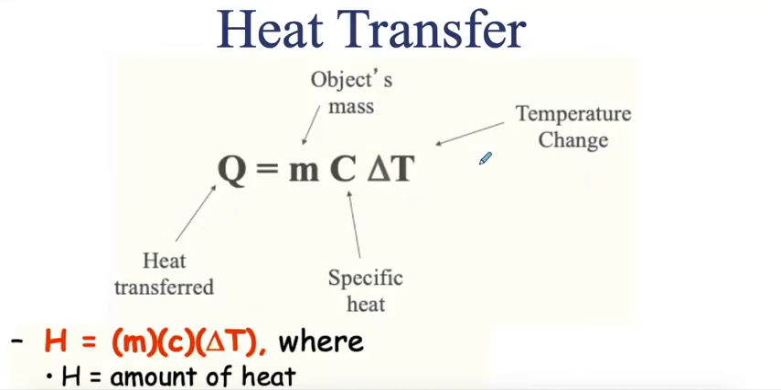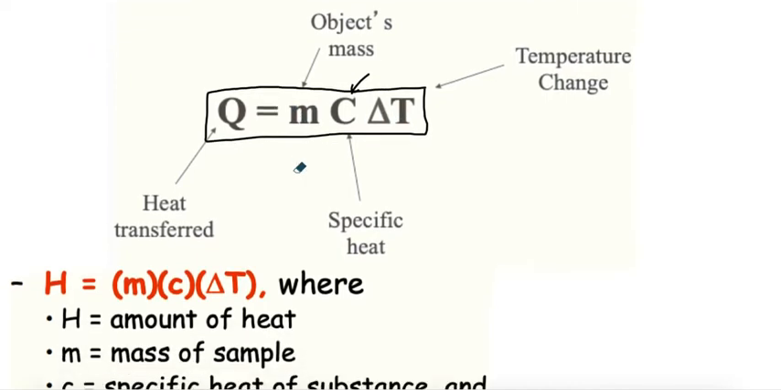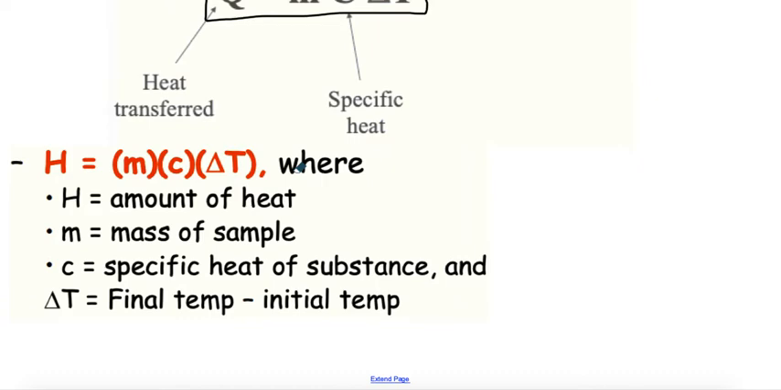And there's our equation, if you remember that. So it's mc delta T. C is the specific heat value, which is usually going to be a constant for whatever we're looking at. Delta T is the change in temperature, so final minus initial, and M is the object's mass, which we have down here below.